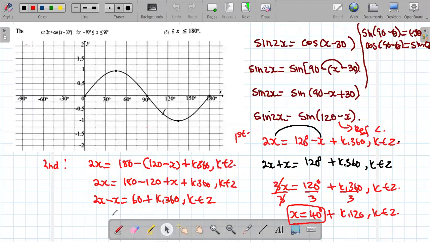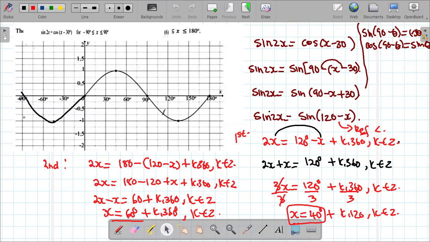2x minus x is x. So x equals 60 degrees plus k 360, where k is an element of integers. So this is our possible x value. Does it really make sense? Let's just resketch our graph. Our graph was like this, and from this it went here.